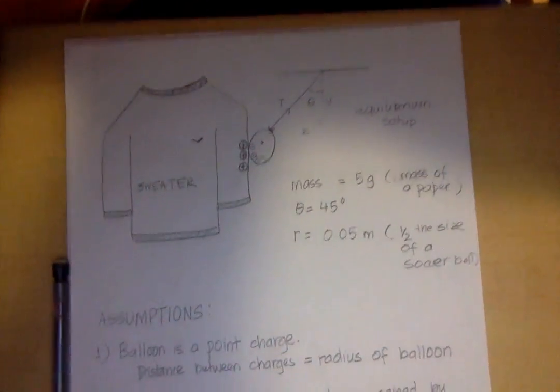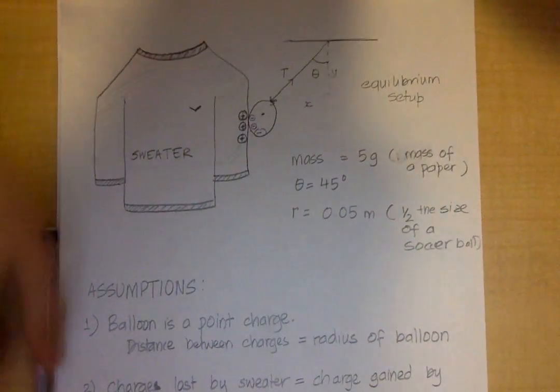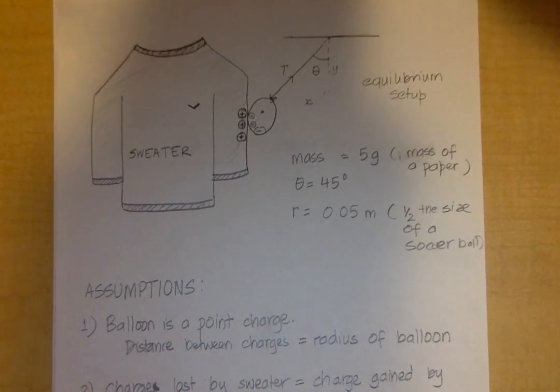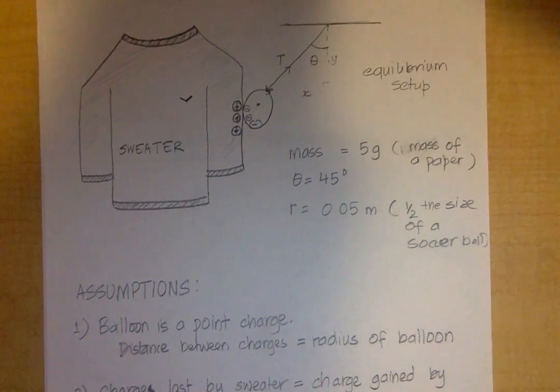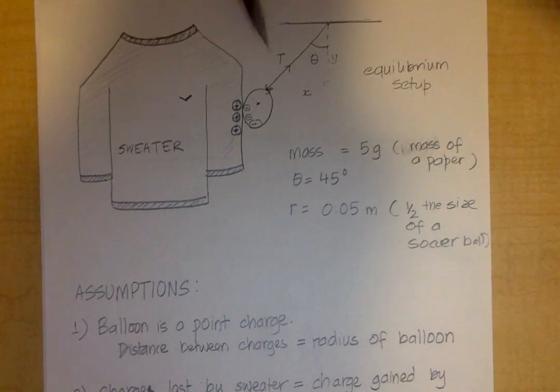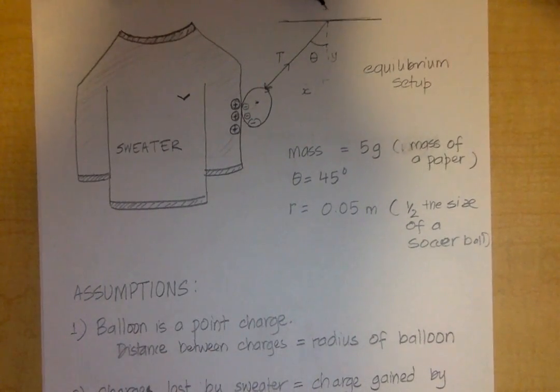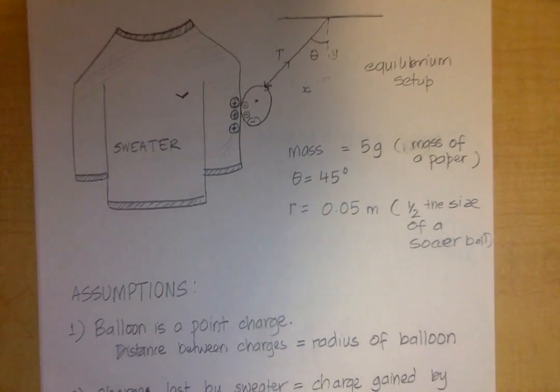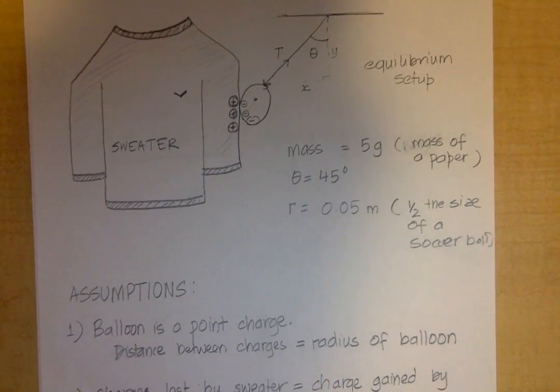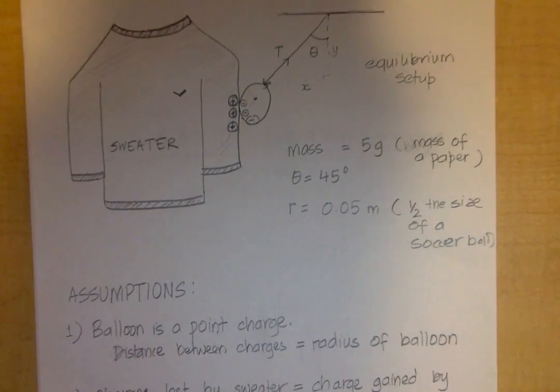Hi, in this video I'm going to estimate the amount of charge transferred from a neutral sweater to a neutral balloon. So let's get started. Here I have a picture of my setup where after frictional charging the sweater attains positive charge and the balloon attains negative charge. I have a thread attached to the balloon which in turn is attached to a solid surface. The reason I have this is to make sure that the balloon is in a stable equilibrium setup.